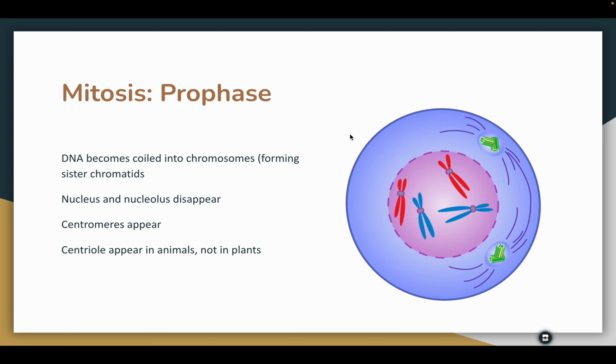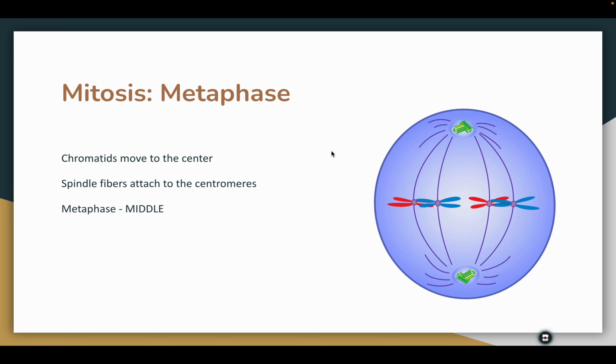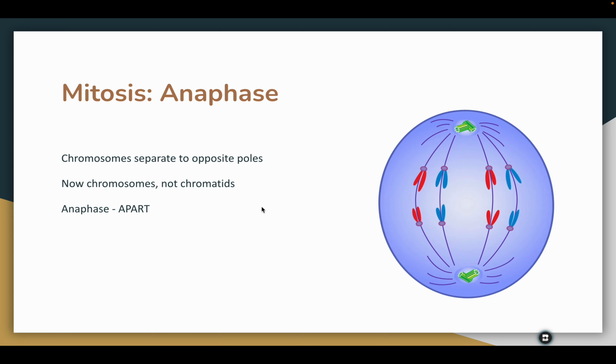In metaphase, this is really easy to remember. What I tell students all the time is metaphase middle. As you can see, where do the chromosomes line up? They line up right down the middle. Okay, so the chromatids move right down the middle. Spindle fibers, which are these kind of purple lines that are extending from the centrioles, they attach to the centromere. So that center of those chromatids, that's where they're going to attach. Okay, so metaphase middle, that's the big piece that I need you to remember.